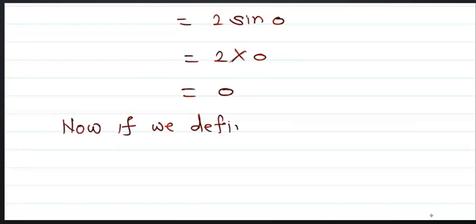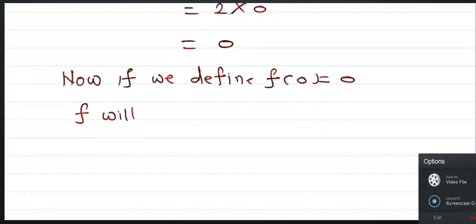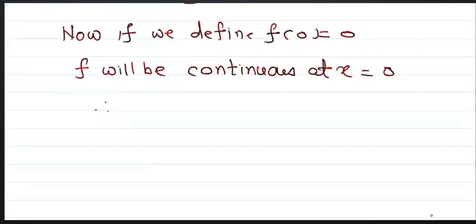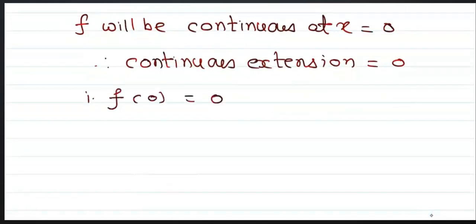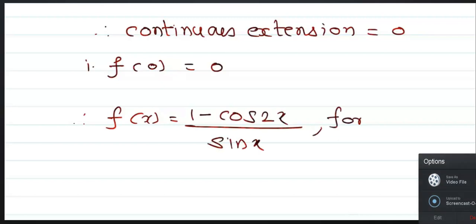Now, if we define f of 0 is equals to 0, then f will be continuous. म्हणजे या सर्व प्रॉब्लेम्स मध्ये आपल्याला एक्सटेन्शन द्यायचं आहे. आणि एक्सटेन्शन कसं आहे की त्यांच्या व्हॅल्यूज काय असणार आहे या टाइपचे क्वेश्चन्स आहेत. क्वेश्चन्स थोडी टफ आहेत, परंतु you have to do the practice. That is continuous extension that is equals to 0, f of 0 is equals to 0.